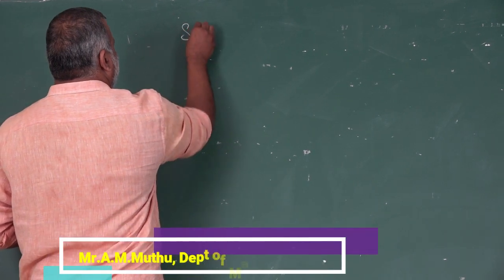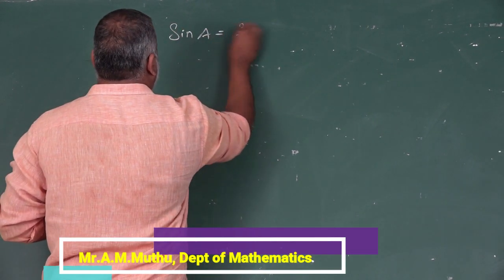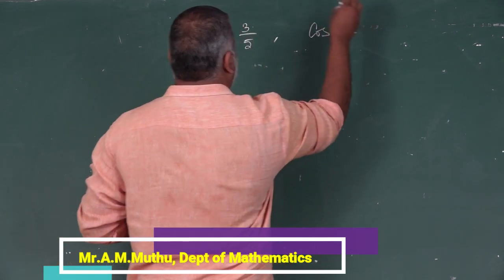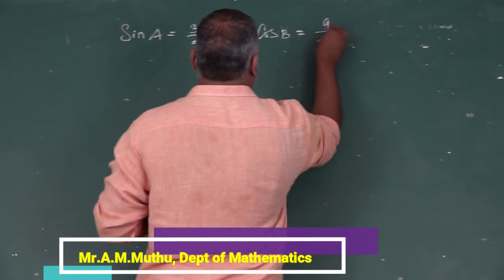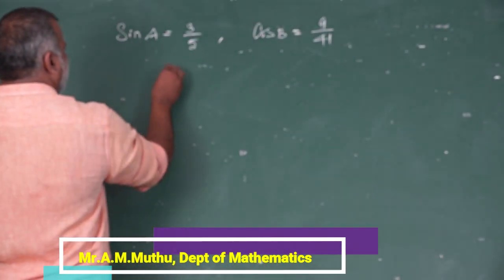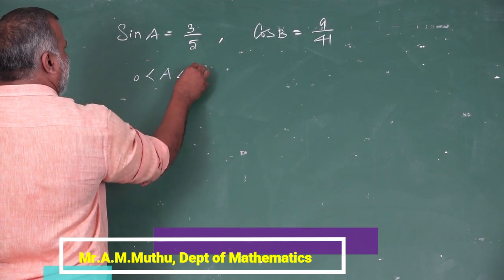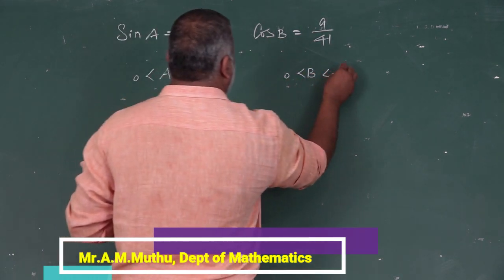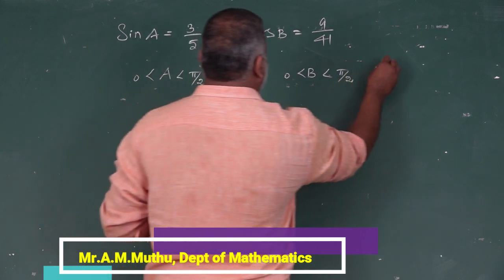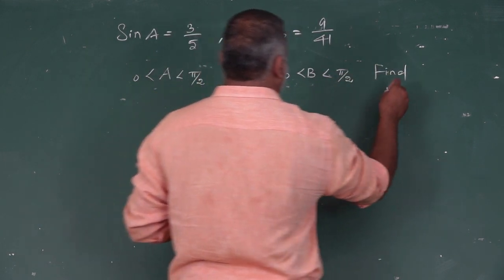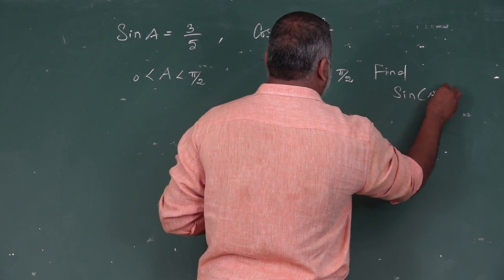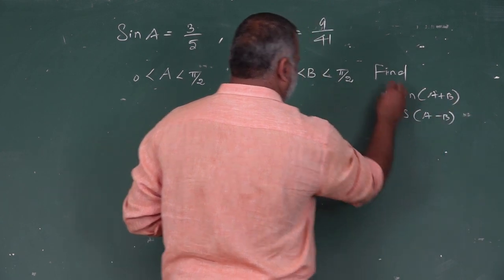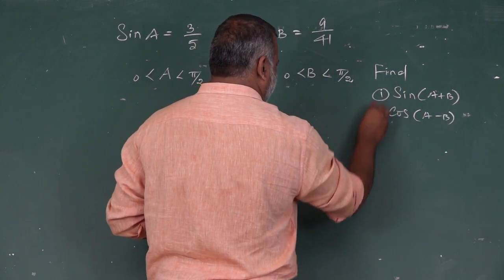Sin A equal to 3 by 5 and cos B equal to 9 by 41. Now A is greater than 0 and less than pi by 2, and B is greater than 0 and less than pi by 2. Find: question number 1, sin of A plus B. Question number 2, cos of A minus B. This is question number 1, this is question number 2.